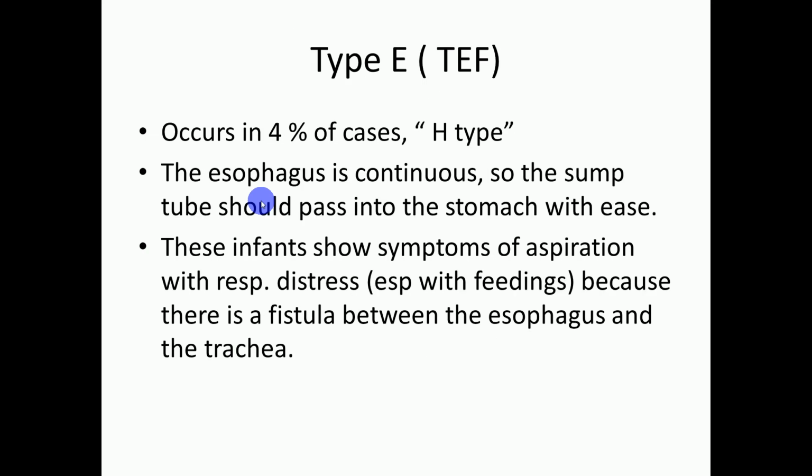Type E is the TEF, and it's 4% of the cases, and it looks almost like an H, so it's called the H type. So look for it to look like an H, type E. The esophagus is continuous, so the Salem sump would drop into the stomach with ease, and these infants show symptoms of aspiration with respiratory distress, especially during feedings, because there's a fistula between the esophagus and the trachea, so it just drops down into the trachea on its way down.